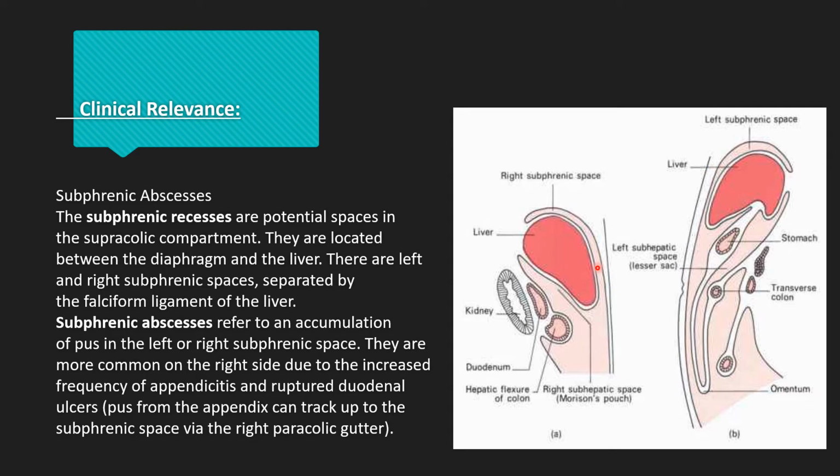Why? Because the right subphrenic space can communicate with the infracolic compartment, as the inflammation from the appendicitis, or the inflammatory fluid from the appendix, can track up to the right subphrenic space through the right paracolic gutter.